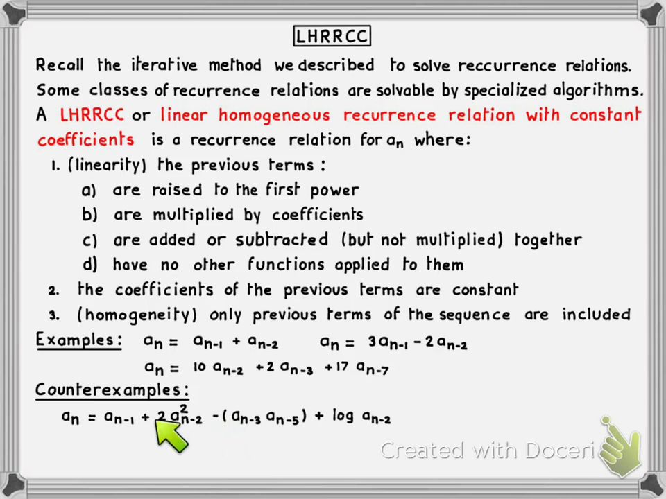First of all, this term is not linear because it is raised to the power 2. That's not allowed. This term is also not allowed because you're not allowed to apply a function, in this case the logarithm, to one of the previous terms. And the third violation of the definition is that these two previous terms are multiplied together, and that's not allowed.